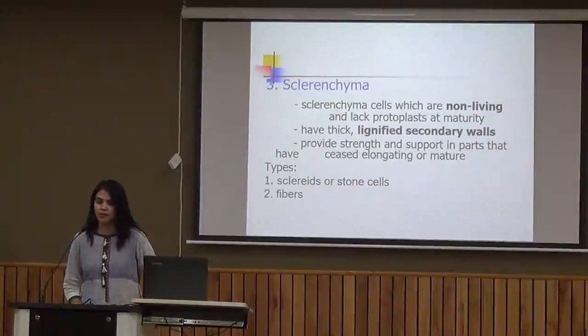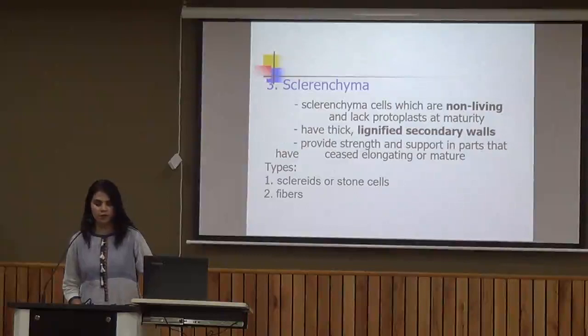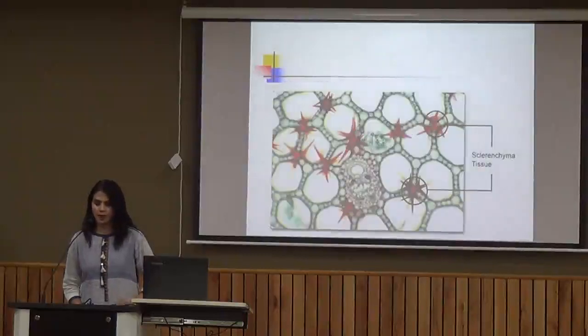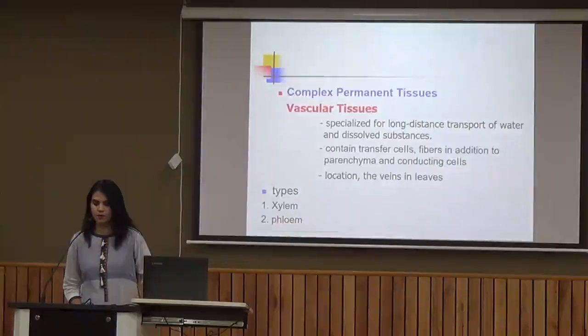they were living cells. And the cell wall is thick due to the deposition of one particular chemical that is known as lignin. We have written just, they have thick lignified secondary wall. That means the cell wall had become thick due to the deposition of lignin. The function is it provides strength and support to the plant, and there are different types of cells present in it. We are having stone cells, we are having fibers, etc. Now this is the diagram of sclerenchyma tissue. So you can see stone cells and sclerites also present in it.